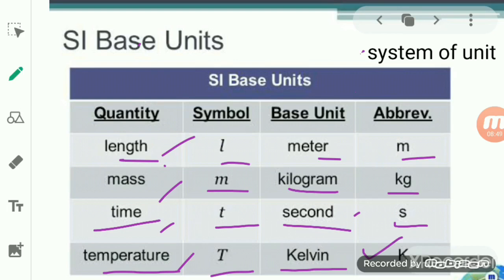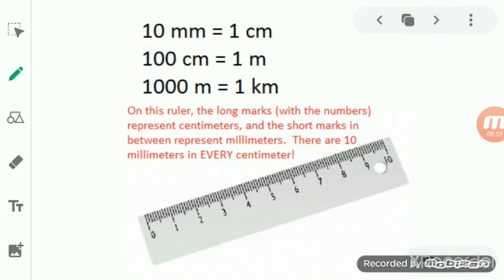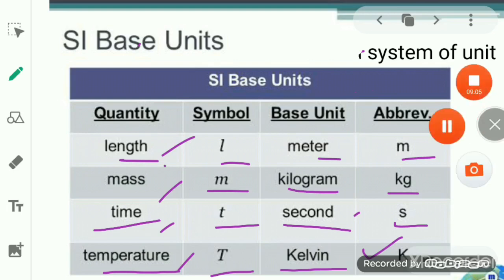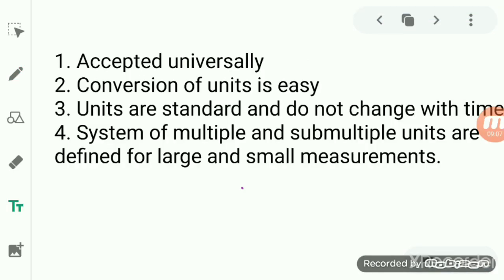Now the question is, what is the use of this SI unit? Why is SI unit important? So you see, students, SI unit is the standard unit. It is preferred over other units. Why is it used over other units? Because of some reasons.